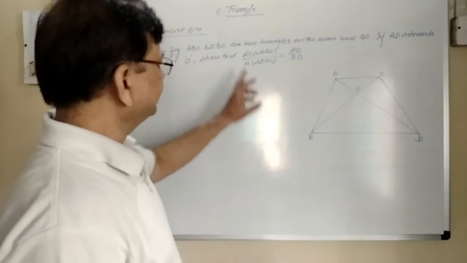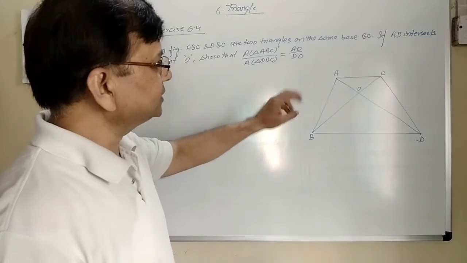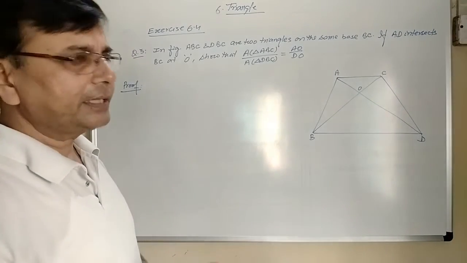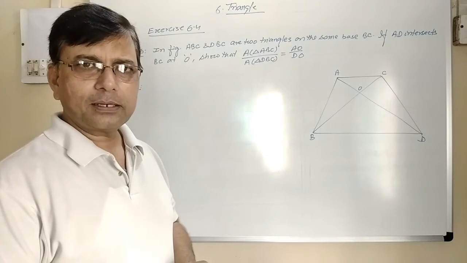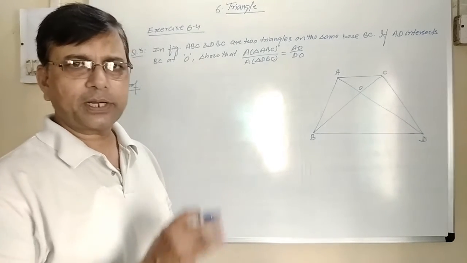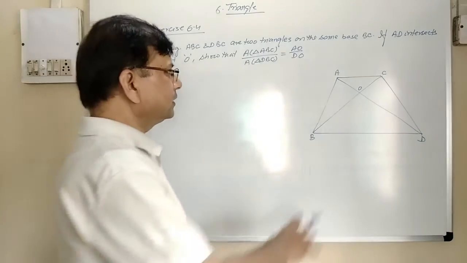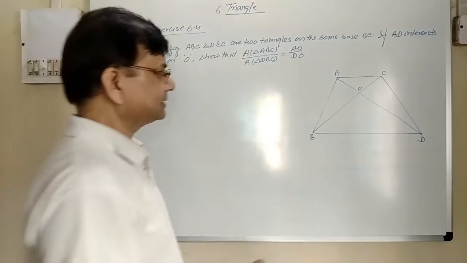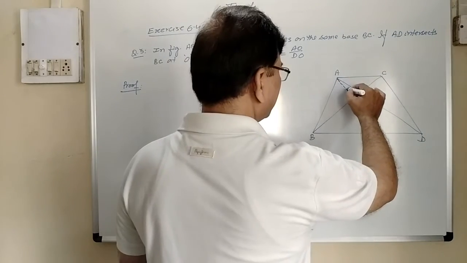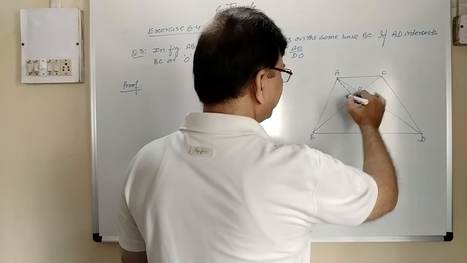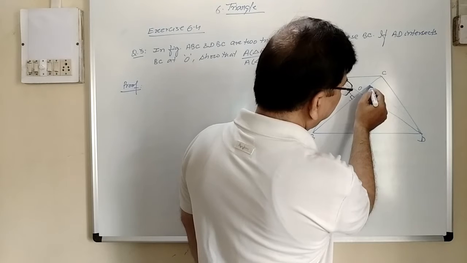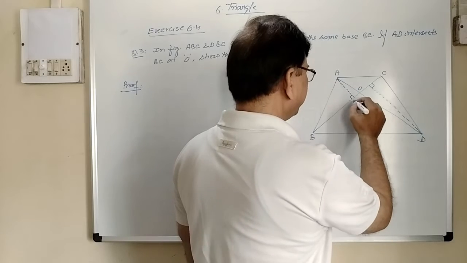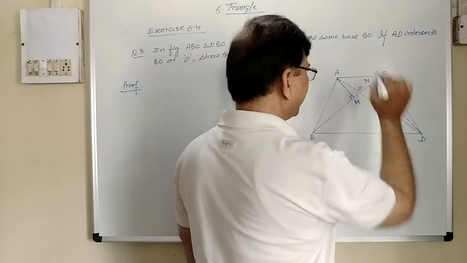To prove this relation, the ratio of the areas of these two triangles is equal to AO upon DO. What we will do first: to find the area of these two triangles, what is required? The bases should be known and the corresponding heights should be known. So the base is common, and on this base I will draw the perpendicular from the vertex, this is 90 degrees, let it be M and this is N.